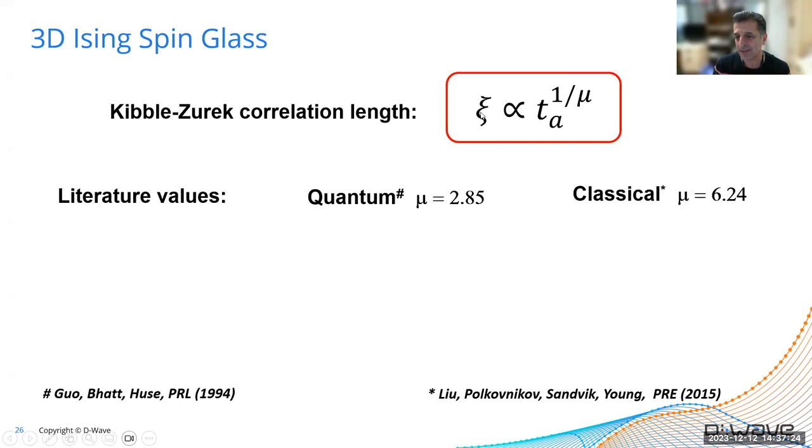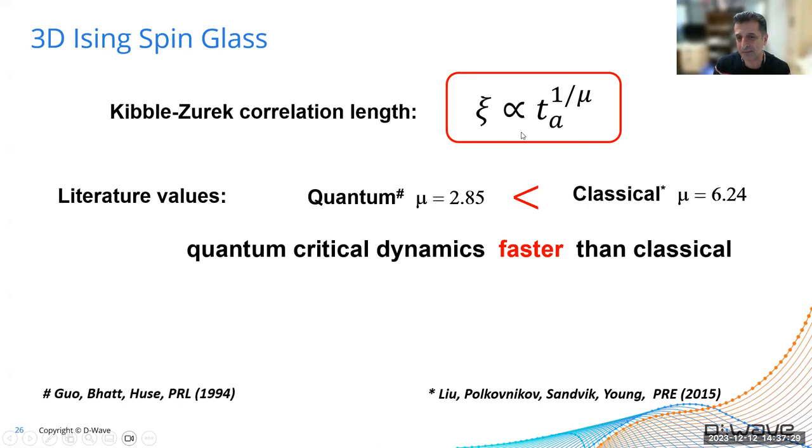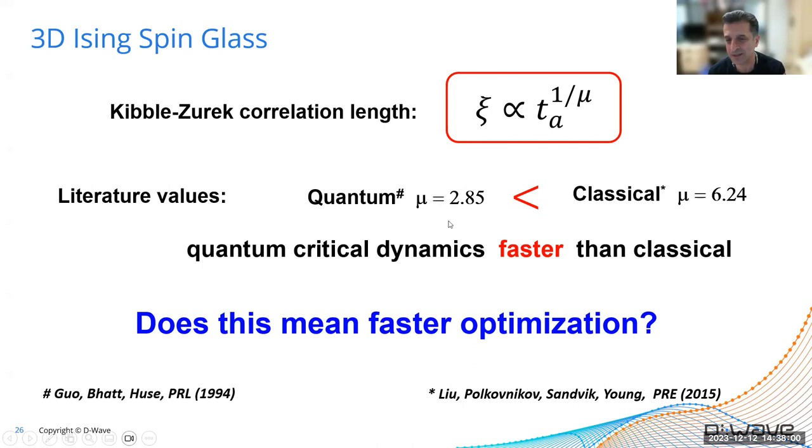So this tells me that quantum dynamics is faster, because by changing the annealing time by a little bit, the system orders faster. But classically, I need to increase time by more to see the same effect. So these literature numbers tell you quantum dynamics is faster than classical. But does it mean that you can do faster optimization? Not yet. We have to demonstrate that later. But maybe this is a place to pause. Is there any question? Does anybody have any question before I move forward?